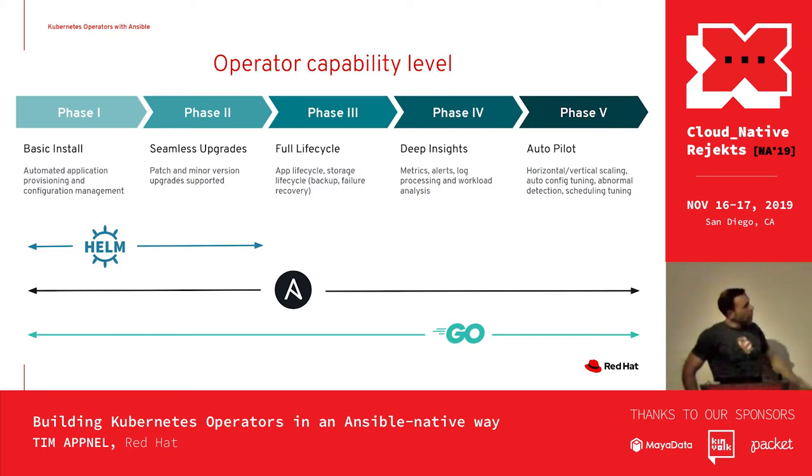Another option available to you with the Operator SDK is you can use Helm, but you're limited to these first two phases, where you can only do install and some basic upgrades and patches. We've been hearing from some other ISVs that have written operators using Helm, because they had Helm charts already available, that they are now running into limitations. They want to do things that Helm isn't made to do, and now they're looking at, well, what else can I use? And they're considering using Ansible now for their operators.